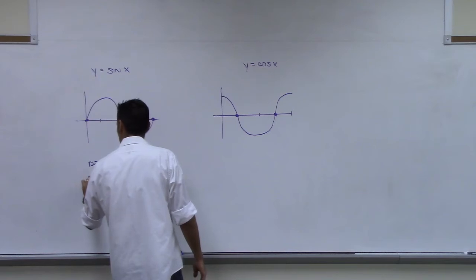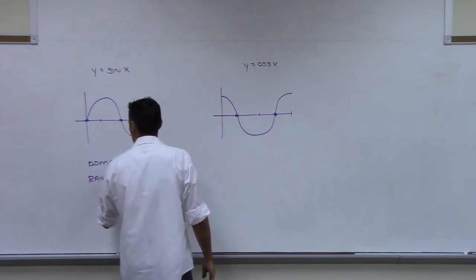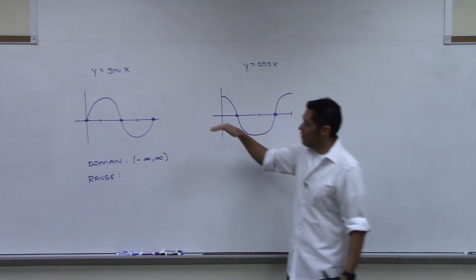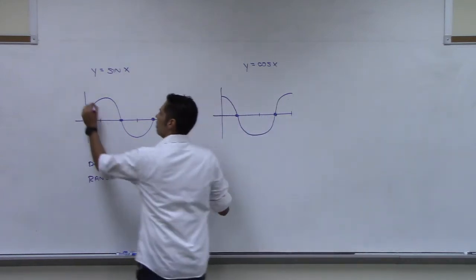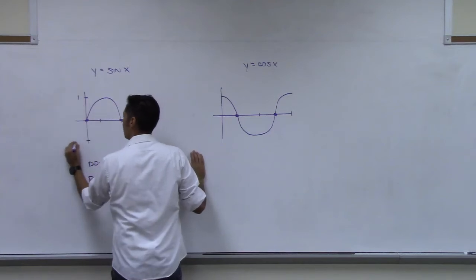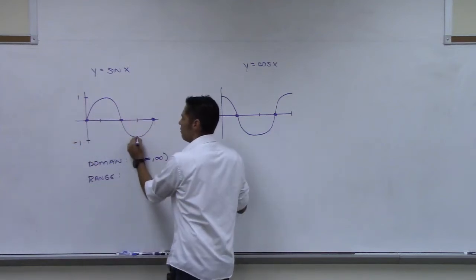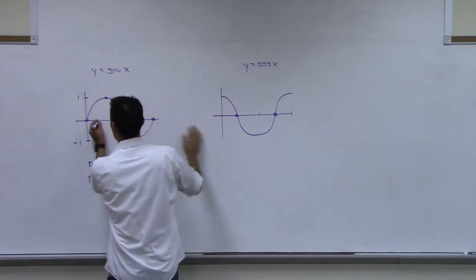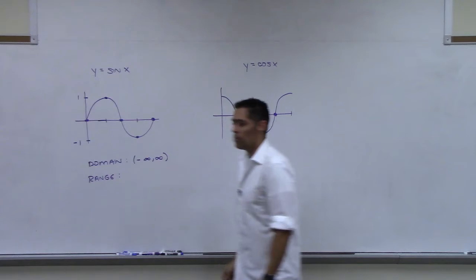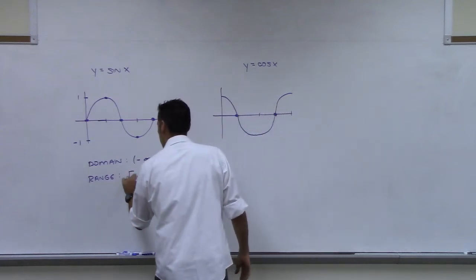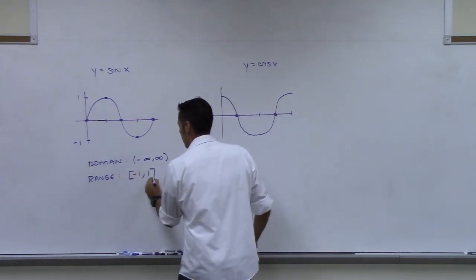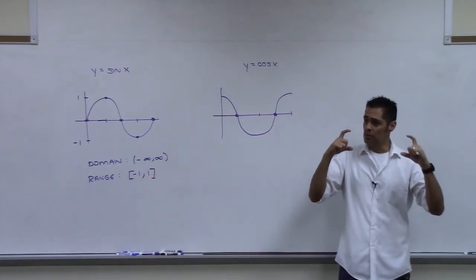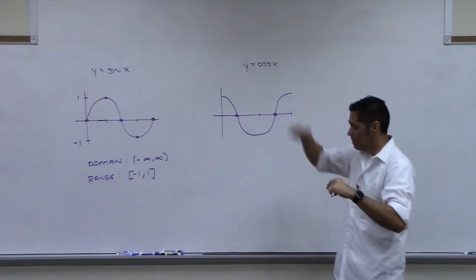Now the range has to do with the output of the function. And we know by looking at this, for the basic sine function, the lowest value we ever get out is -1, and the highest value we ever get out is 1, right? Okay, so the range is between -1 and 1. And I put brackets on the -1 and 1 because that includes those 2 values. You can actually attain -1 and 1.